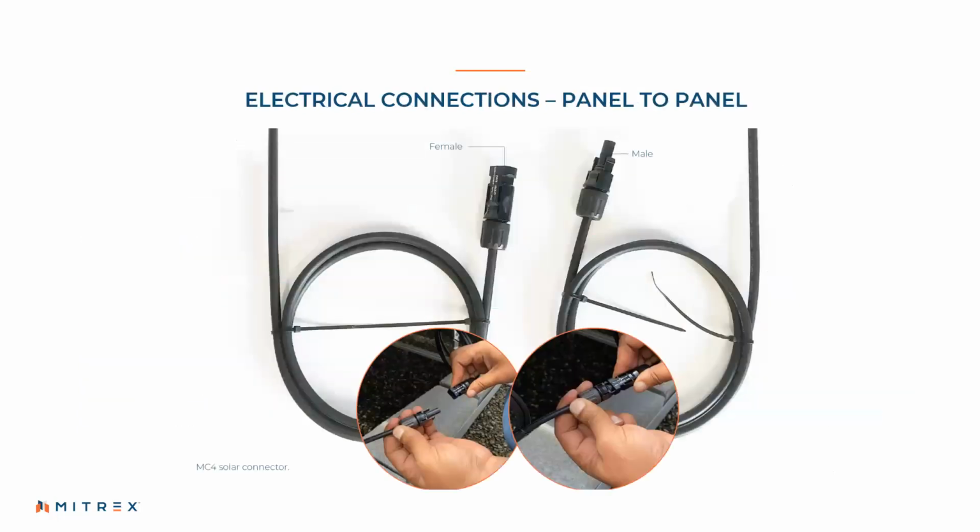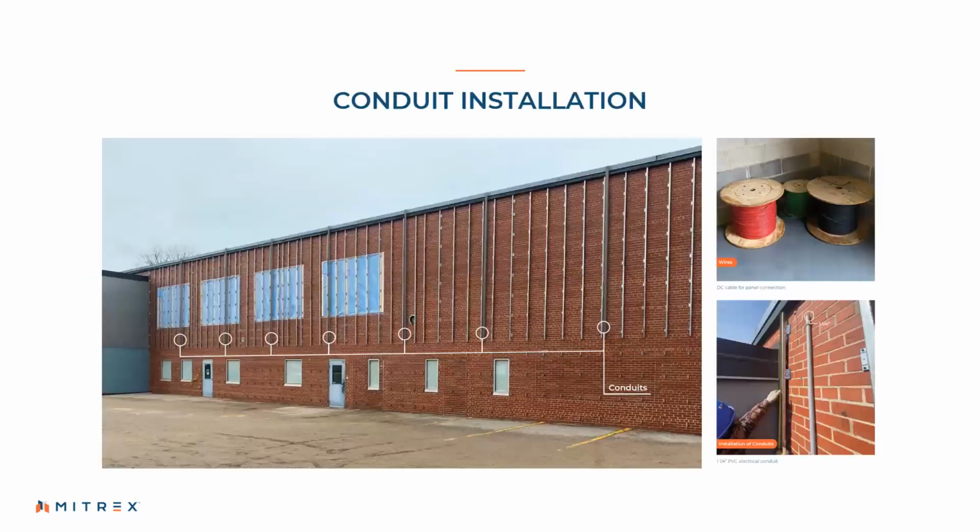But the fact is that every building is different. What I can tell you is that the connections themselves are very simple. It is a female and male connection. So all of the wiring gets hidden behind the panel. And then all of the lines that connect the panels are fed through conduits.